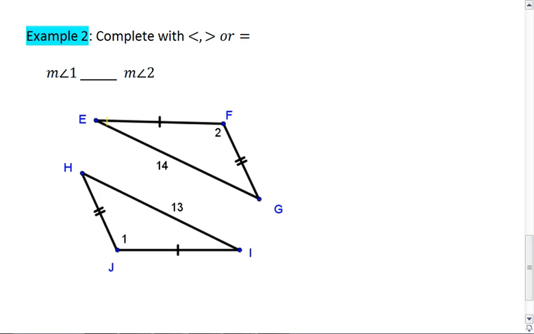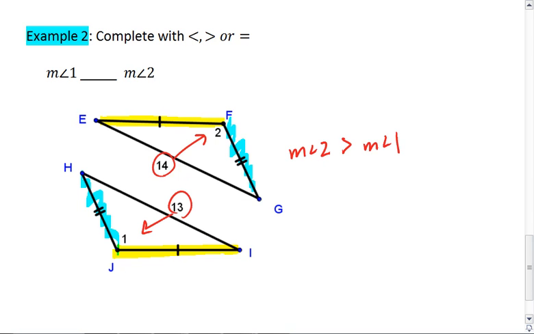Again, I really like to use highlighters. We see that EF is congruent to JI, and that FG is congruent to HJ, and that leaves sides EG and HI. EG is greater, meaning that the measure of angle 2 must be greater than the measure of angle 1. Or we'd say the measure of angle 1 is less than the measure of angle 2.